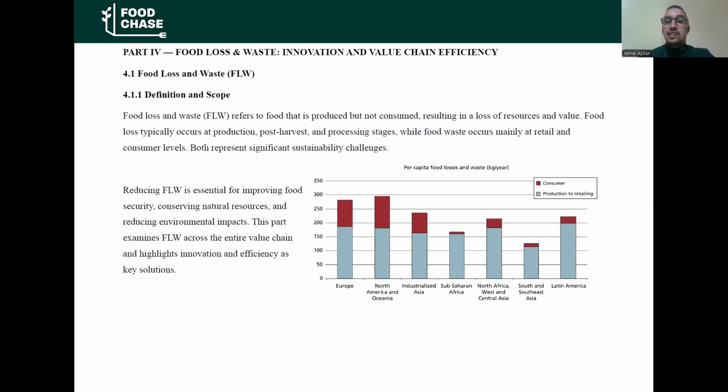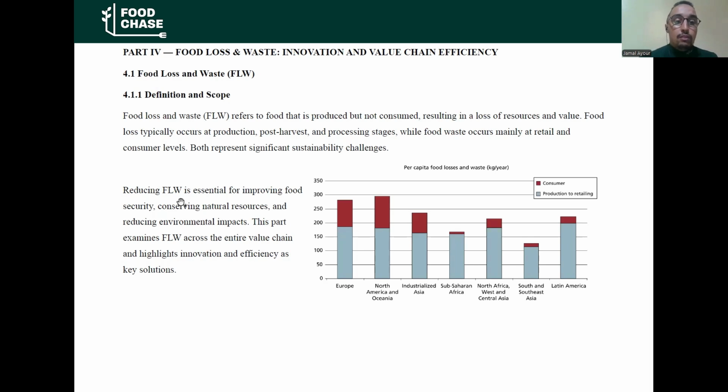Both represent a significant sustainability challenge for industry and different sectors. So the objective of this part is to learn how to manage this food loss and waste of agri-food for the food agro industry.